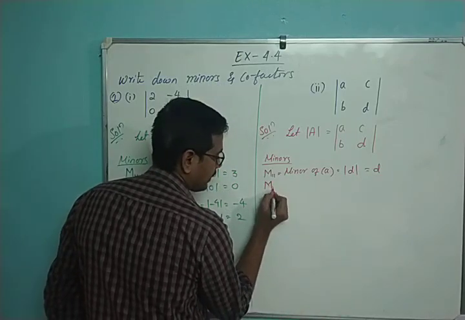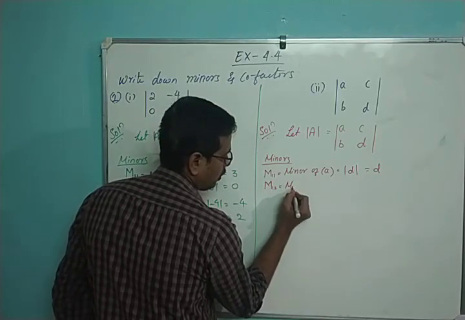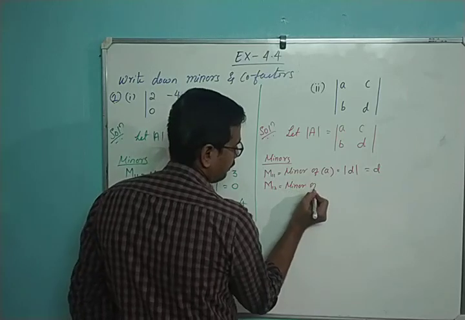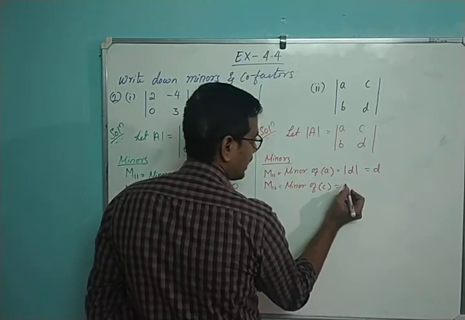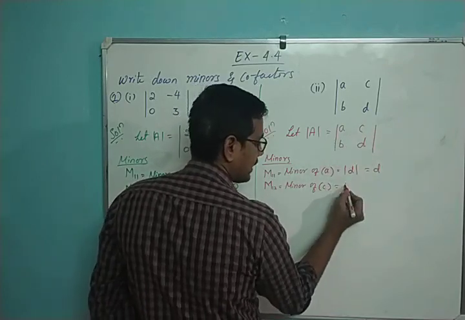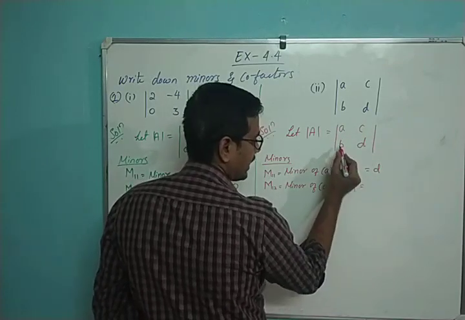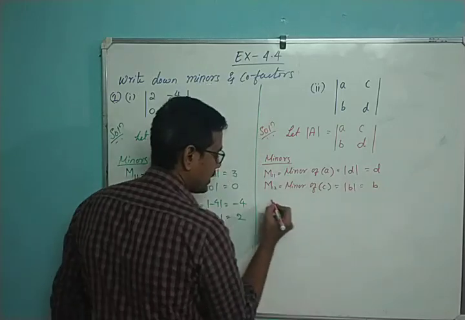Then M12 is the minor of C. Leave the row and column containing C. So that is nothing but B. The minor of C is B.